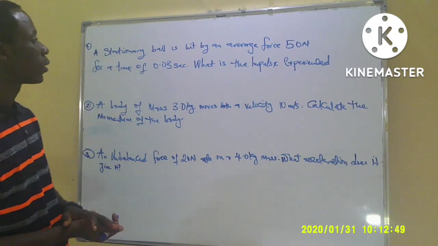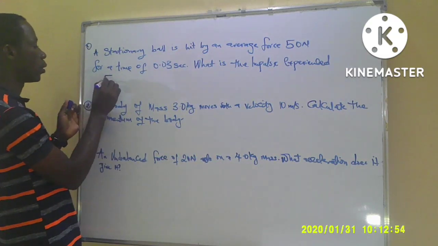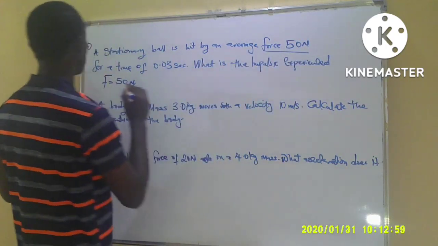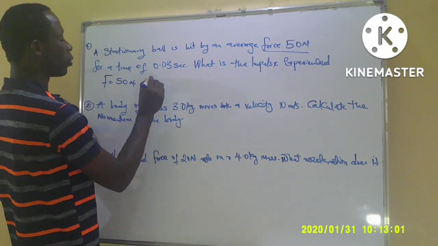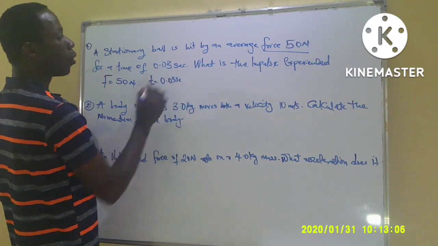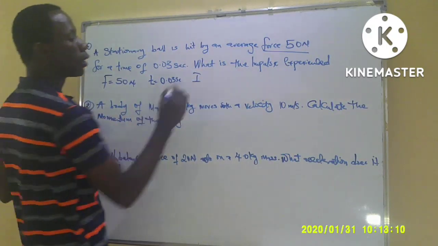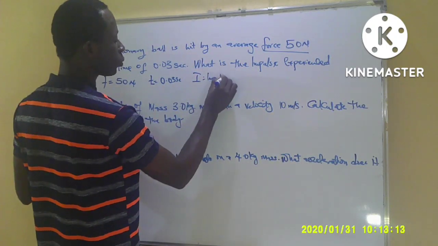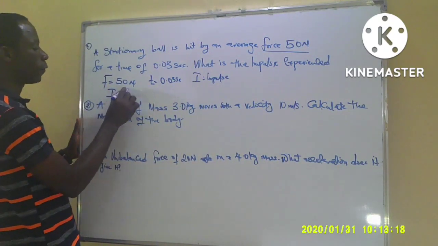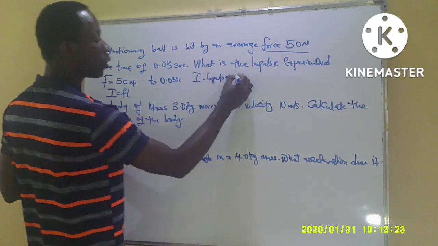A stationary ball is hit by an average force of 50 Newton. F, which is the force, is 50 Newton, for a time of 0.03 seconds. What is the impulse? Impulse I. What is the formula for impulse I gave to you? The impulse I is equal to Ft. What's the unit? Newton seconds.